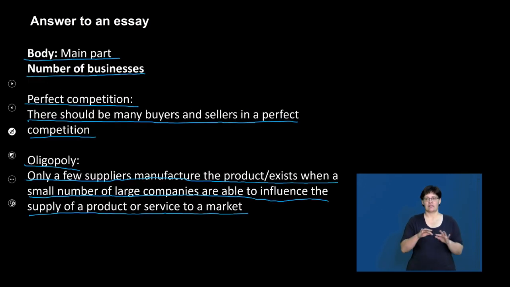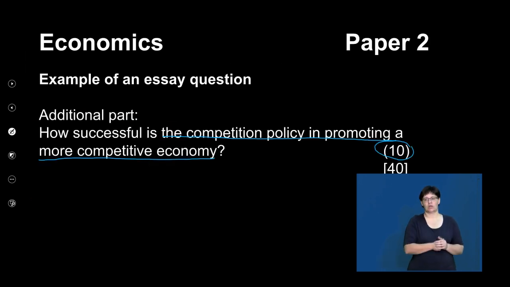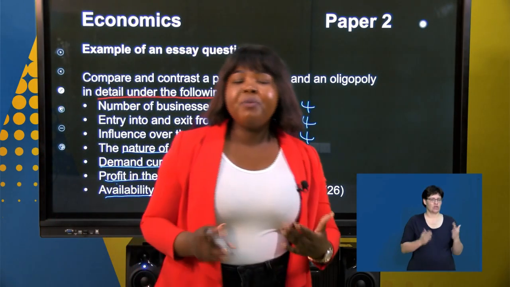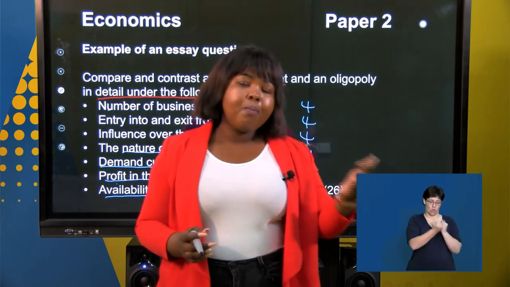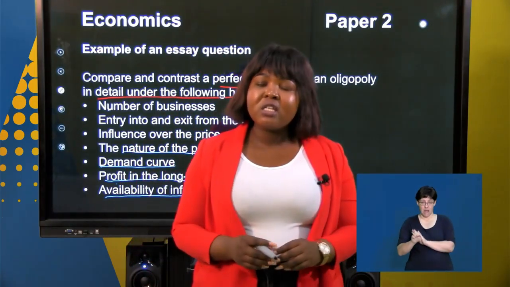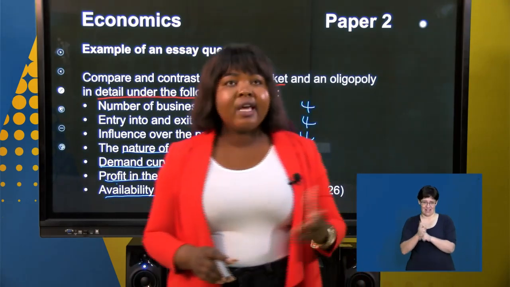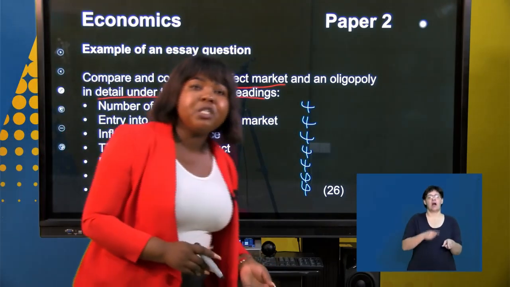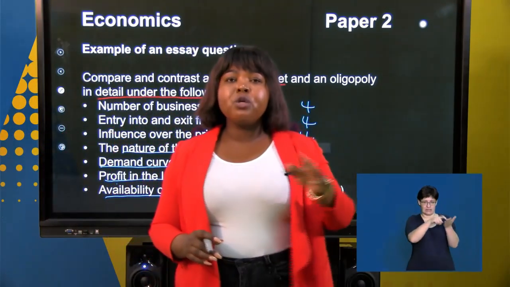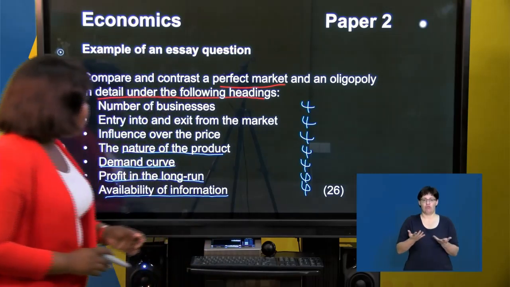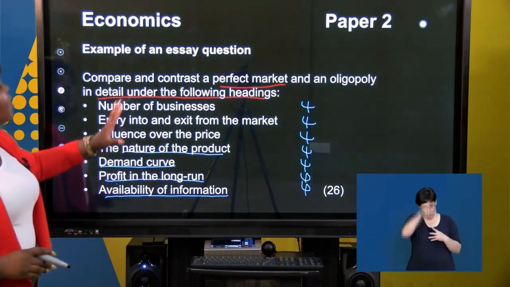So typically, this is how you should tackle the question. If, for example, you wanted to look at entry and exit into the market, you would say there are no barriers to entry and exit in a perfect competition. And then when you are discussing an oligopoly, you would say entry and exit into the market is not so easy, like in a perfect market. Look at the demand curve. A perfect competitor has got a horizontal demand curve, and an oligopoly has got a kinked demand curve. So I've just done two or three for you guys as examples there.